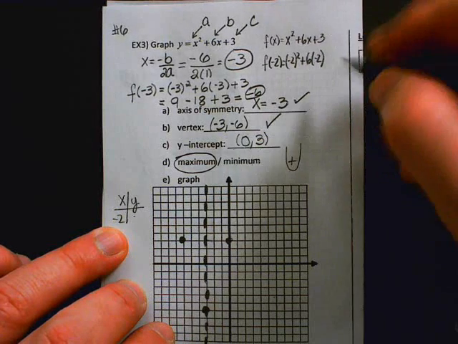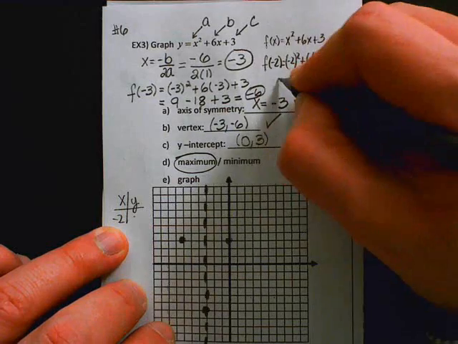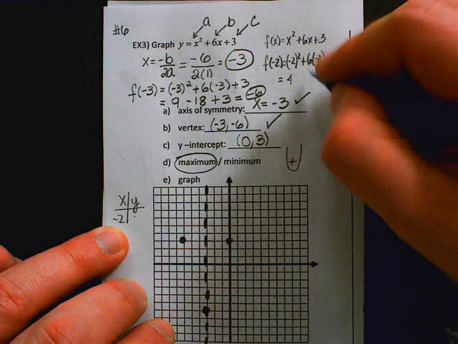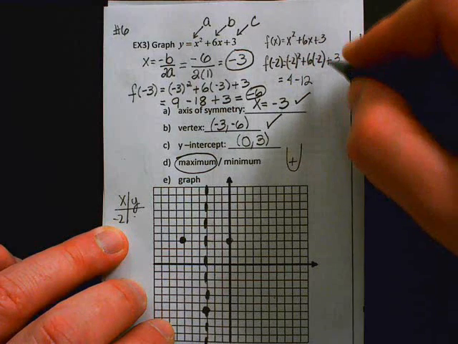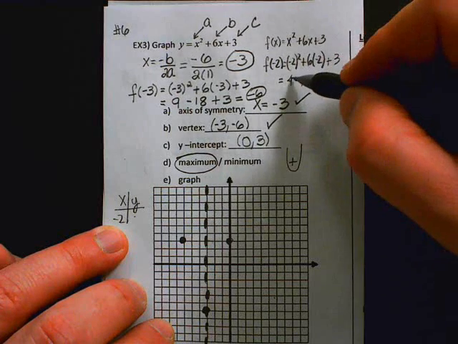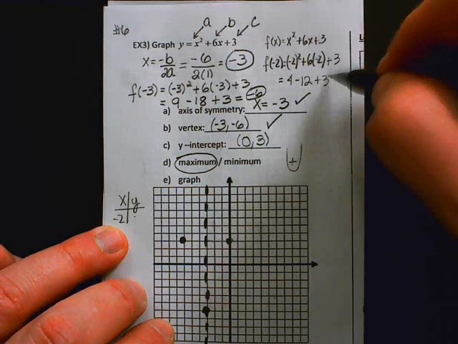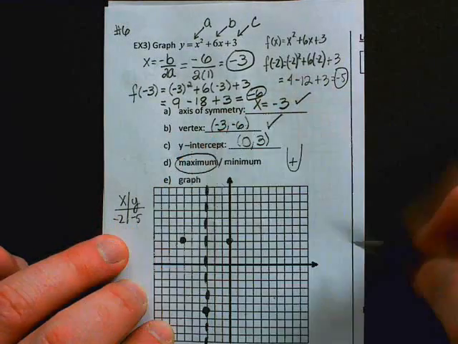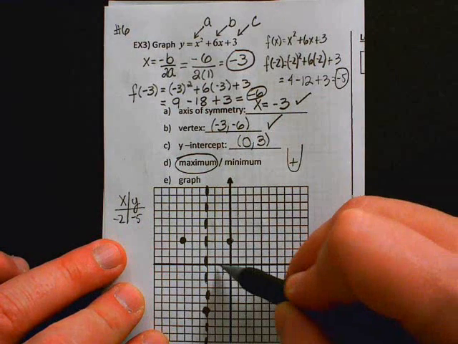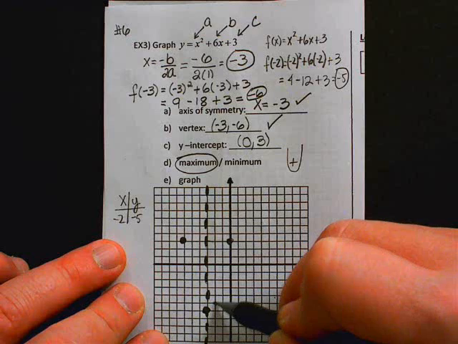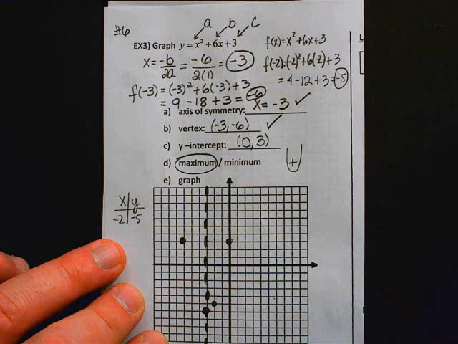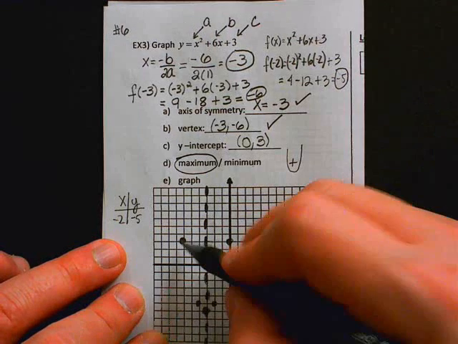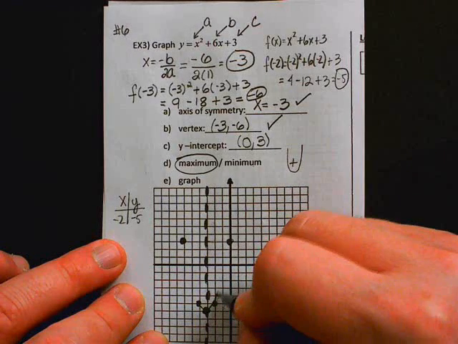So -2 squared is positive 4. 6 times -2 is -12. And bring down the 3. 4 minus 12 is -8. -8 plus 3 is -5. So that means this will be -5. Alright, so that means our point is -2, -5. And if you use the axis of symmetry, I'm going to have another point right there. And now I can connect the points. So basically, my graph is going to look somewhat like this.